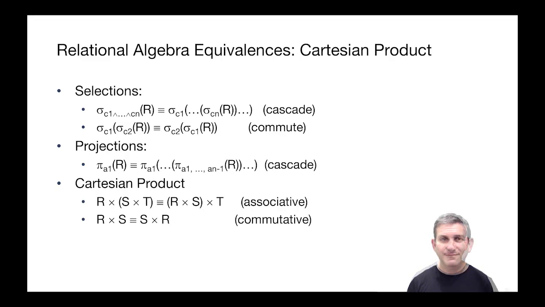Cartesian products have equivalences that should be familiar to you from grade school arithmetic in multiplication or addition. And the equivalences are associativity: R cross S cross T is the same as R cross S cross T, with the parentheses moved. And commutativity: R cross S is the same as S cross R.